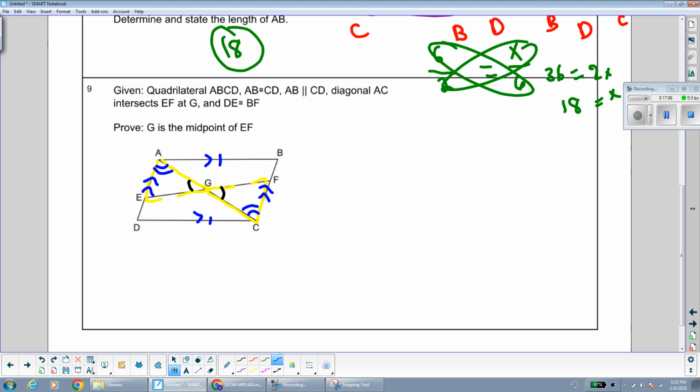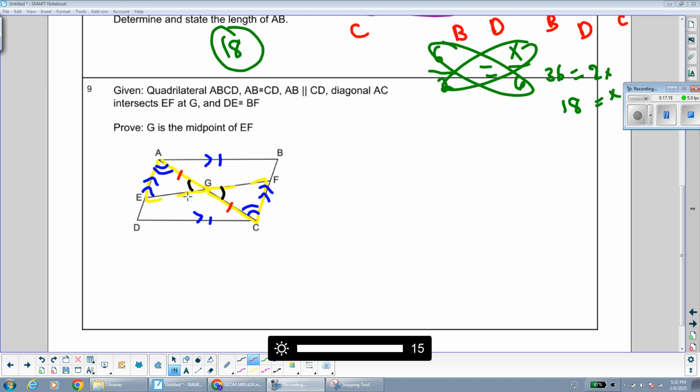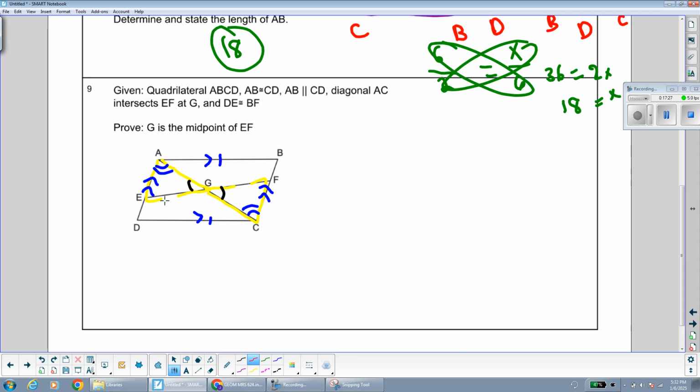We do also have a diagonal of this parallelogram, and we know that diagonals of a parallelogram do bisect. Oops, sorry, we can't use that because we don't have 2 diagonals. So backtrack. We can't say diagonals bisect each other because we don't have 2 diagonals. EF is not a diagonal. It doesn't go from corner to corner.